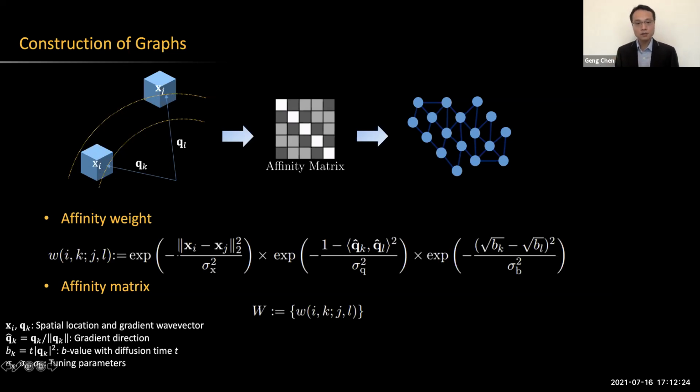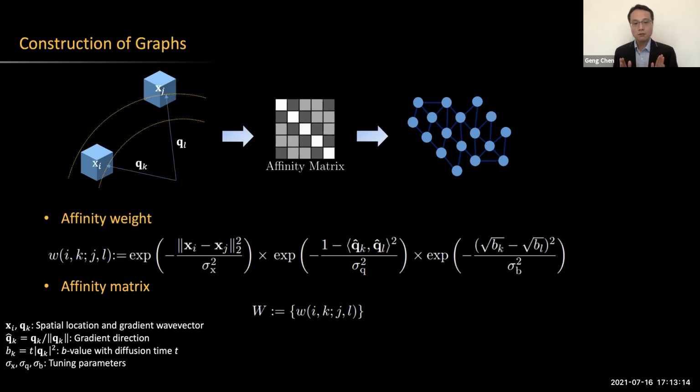Basically, this is a combination of three Gaussian kernels. The first one is for the X space spatial difference. The second one is for the angular difference. Here, q-hat is the normalized q vector, representing the gradient direction. And the last one is for the b-value difference. Here is the definition of the b-value, which actually represents the length of this q vector. So we can see that using this equation, a large weight is assigned to two XQ space points that share a similar gradient direction, similar b-value, and similar spatial location.